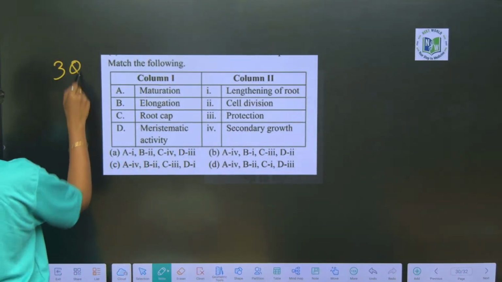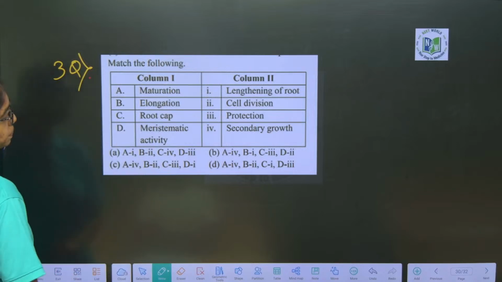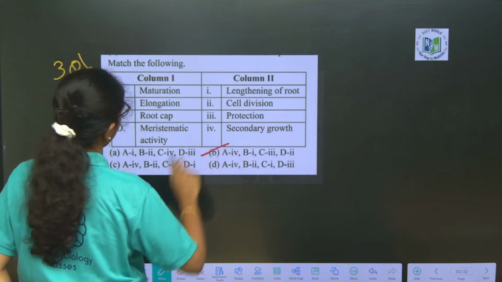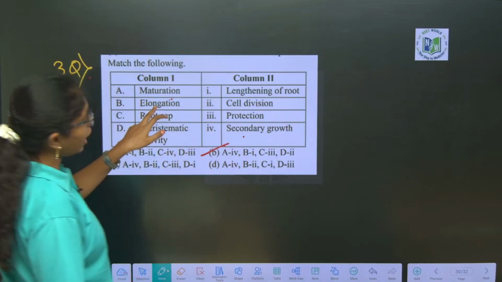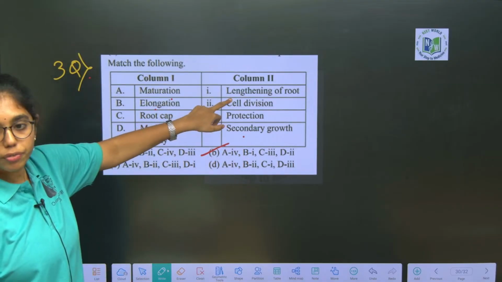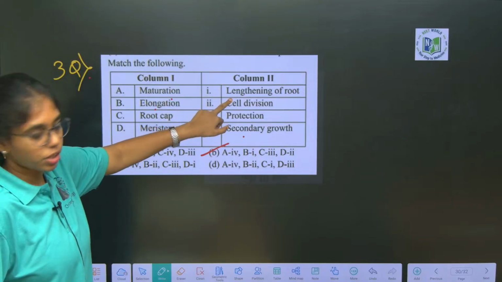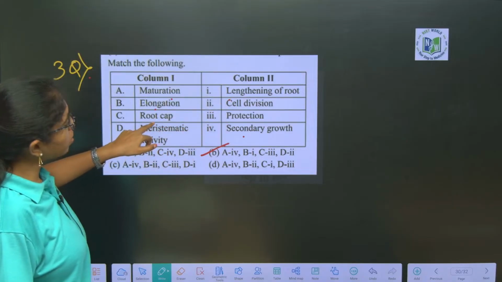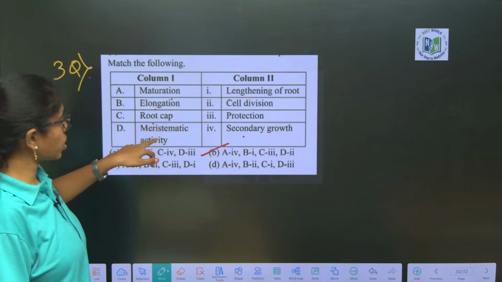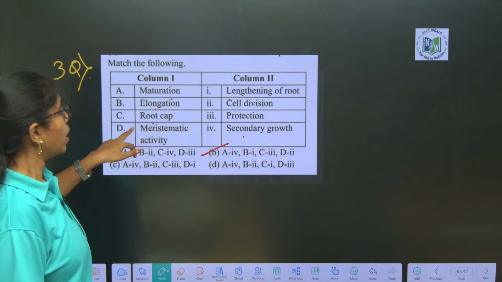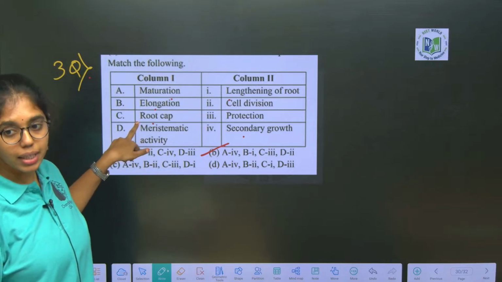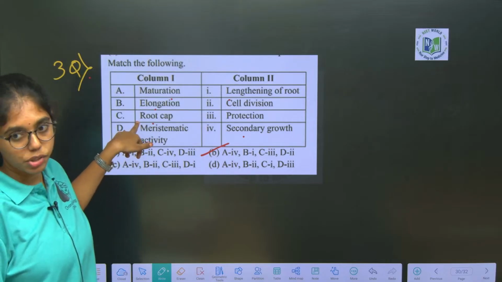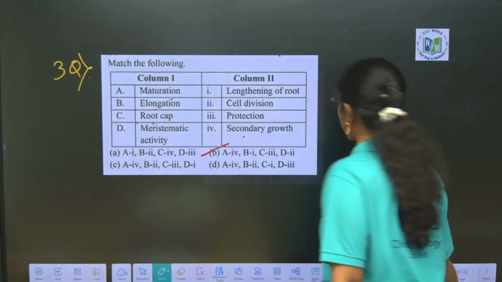Option B. Maturation, secondary growth, good. And B, elongation region, lengthening of root, because primarily cell elongation takes place. Next, C is root cap for protection, a thimble-like structure at the apex region of the root. Next, meristematic activity is purely assigned for cell division. So here option B will be the right answer.